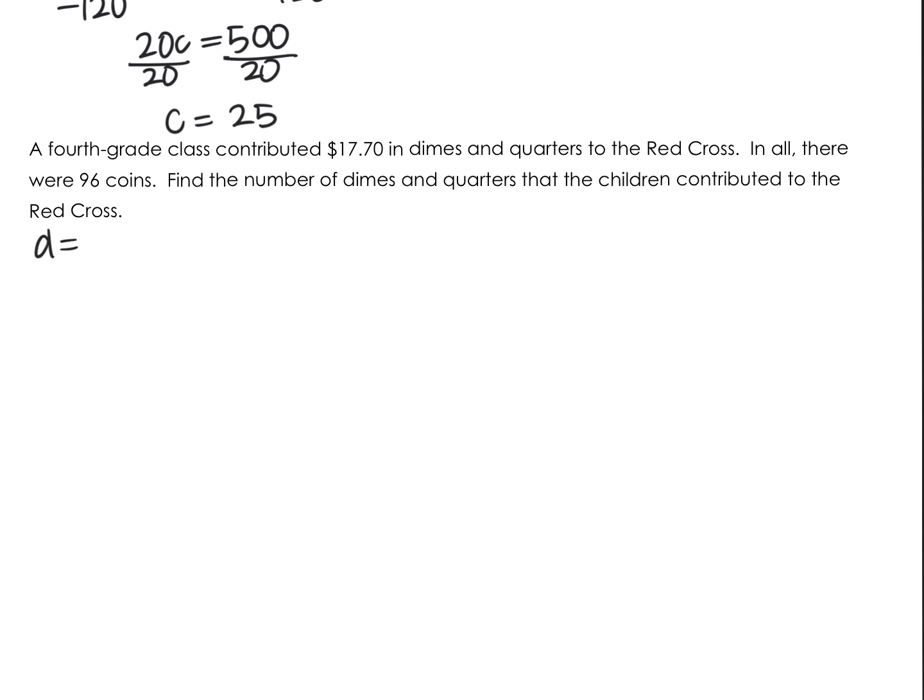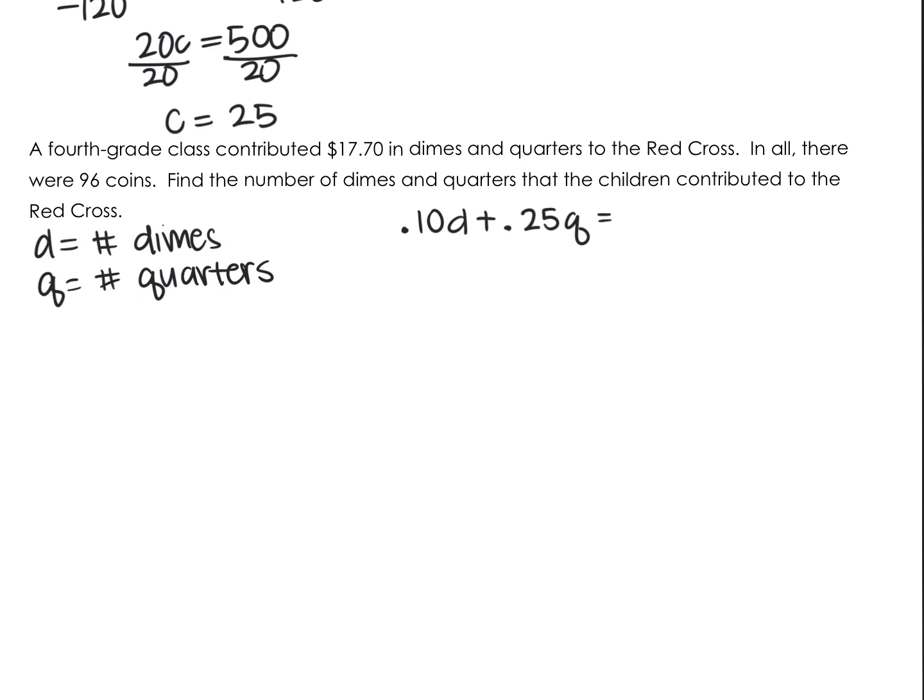So I'm going to let D be my number of dimes and Q be the number of quarters. Important thing to know here: how much is a dime and how much is a quarter worth? That's going to go in my money equation. A dime is worth 10 cents, so I'm going to have 0.10D plus, a quarter is 25 cents, so 0.25Q equals the amount of money that they donated, $17.70. That's my first equation.